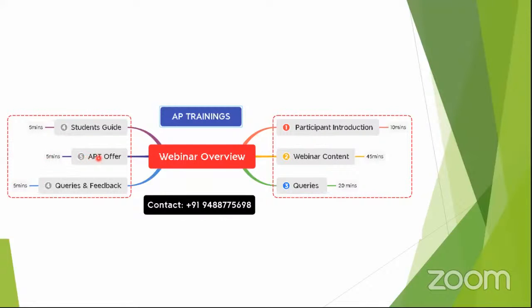This is followed by the APT offer. Whoever attended this masterclass today, we are giving an exclusive offer to you, and you will get to know about those offers in this offer session. Finally, whatever queries you have, you can ask us. It will be about 5 minutes. Totally, it will be about 90 minutes, and the webinar will end by 7:30 p.m.